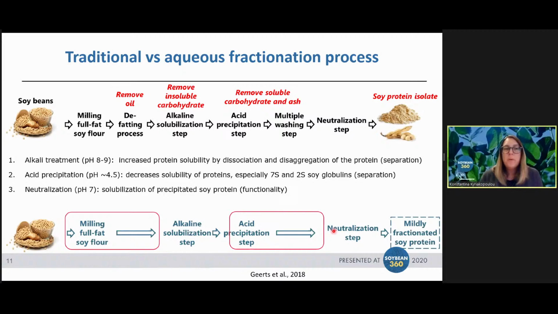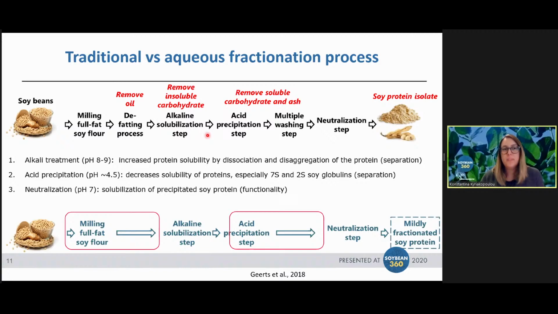To start, we first looked at the traditional fractionation process to create a protein isolate, and the reasoning behind the selected steps. We start with the soybeans. We mill them and defat them to remove the oil, which is actually the main product of the soybeans, as I said. Afterwards, an alkali solubilization step is introduced. This increases the solubility of the protein and disentangles it from the other components, and in that way we can remove any insoluble carbohydrates.